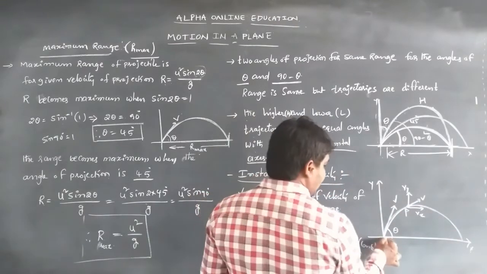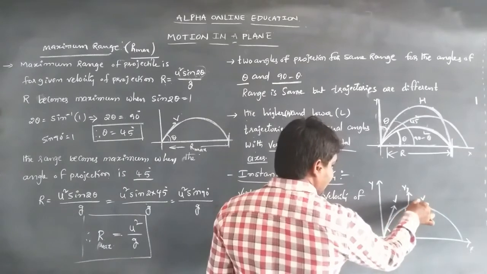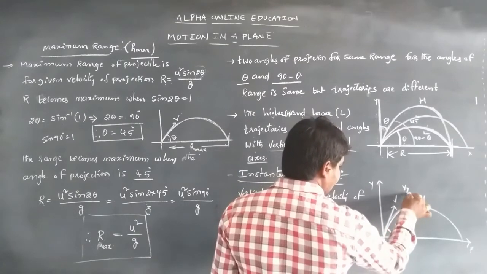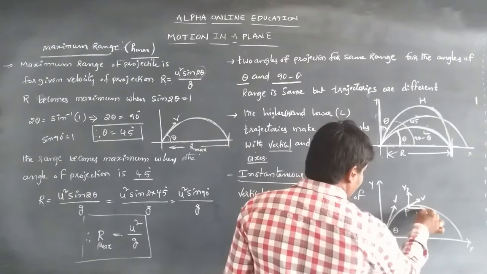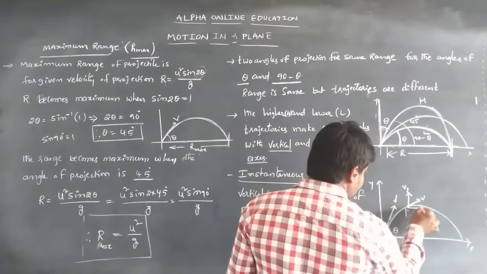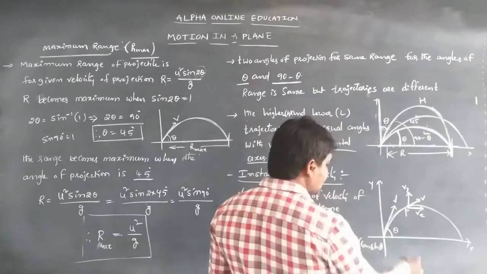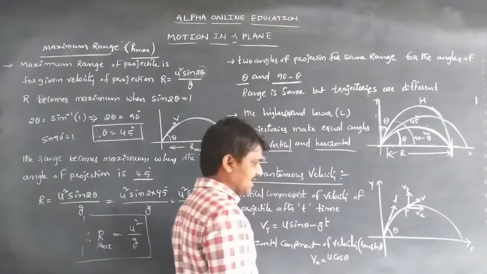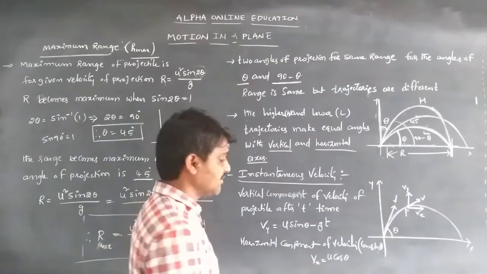When the body is moving along a parabolic trajectory and has reached point B, the velocity will be acting in this direction. By taking its components, the vertical component is Vy and the horizontal component is Vx. The angle beta will be the angle of the direction.